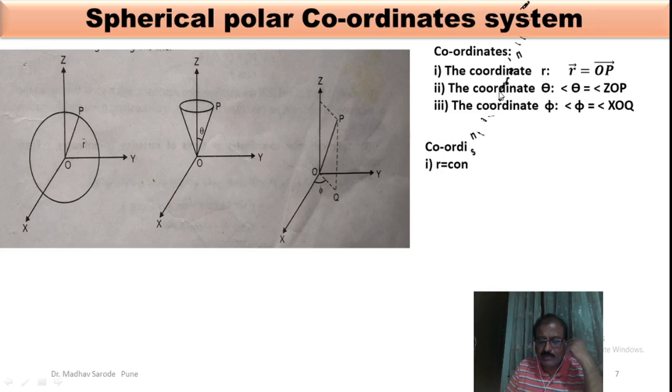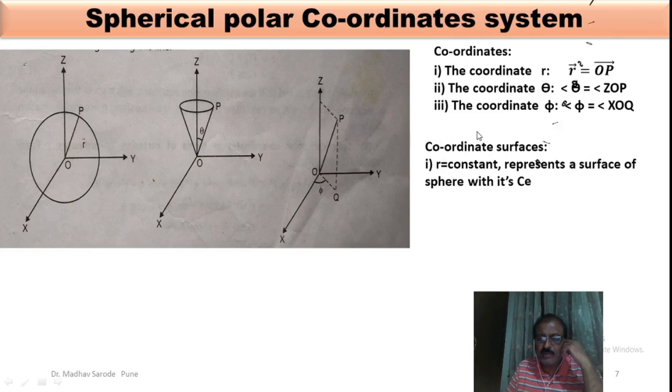Now, what are the coordinate surfaces? The coordinate surfaces in spherical polar coordinates: first, r is constant. Constant means this distance OP is constant everywhere, so the point P is situated anywhere on this sphere, and this distance is always constant. So r equal to constant represents the surface of a sphere with its center at the origin and OP as radius. So this is the first surface.